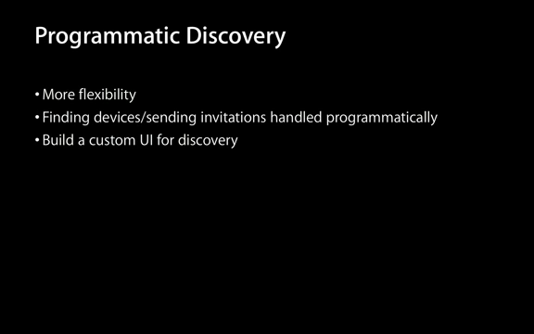So let's move on and take a look at some advanced topics. I want to start with programmatic discovery. Programmatic discovery will enable you to handle events like found peer and lost peer, and actions like sending invitations and responding to invitations. It will make it possible for you to handle these things programmatically. This will give you a lot of flexibility and will enable you to build custom UIs for the discovery phase if you choose to do so. So let's take a look at how you can do this.